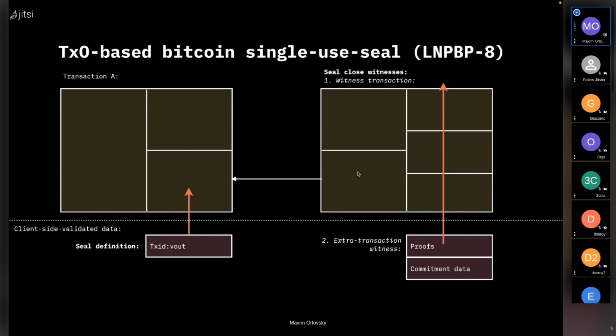And the question is how we can do that relation, because we need to define this relation in a very deterministic way, such that we can't communicate different forms of relations to different parties. Otherwise, we would be able to double spend or double commit to something, and it would break the definition of the single-use seal that we have.